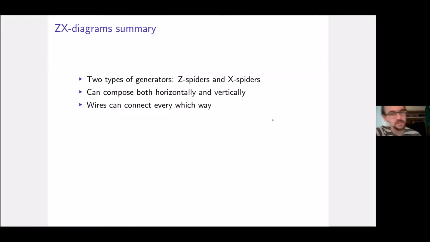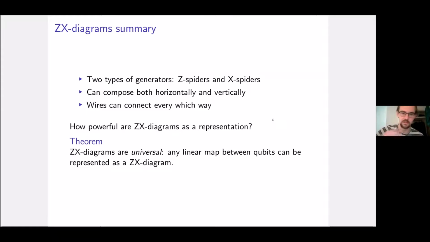Okay, so to summarize, we have two types of generators. We have the Z spiders and X spiders. We can compose them both horizontally and vertically, and we can connect wires any way we want. And Z spiders and X spiders can have as many wires as we want. It turns out this is a powerful representation because we can represent any linear map between qubits as a ZX diagram. So not just unitary maps, but any linear maps. So also states or post-selections or projections or isometries, we can represent it all using a ZX diagram.